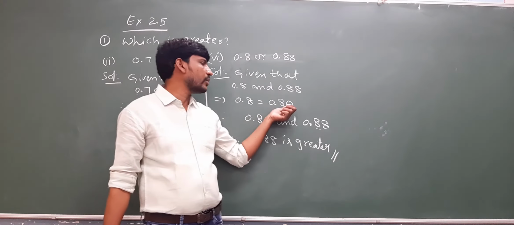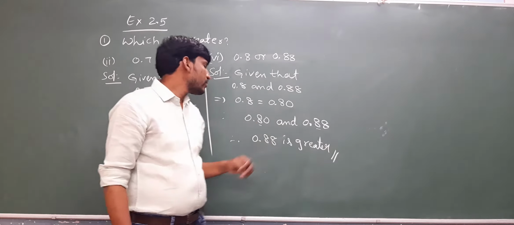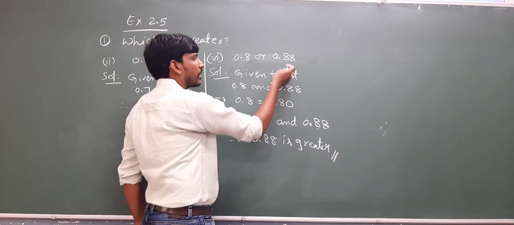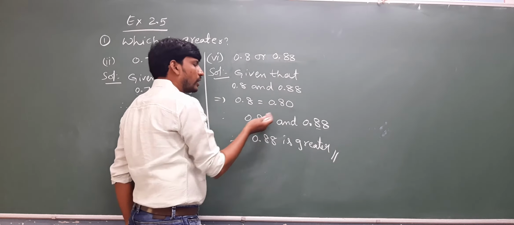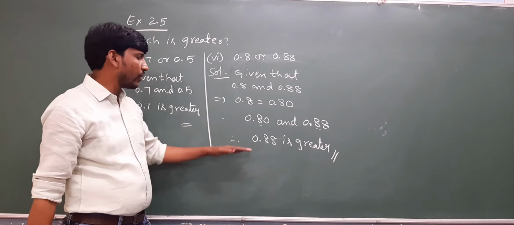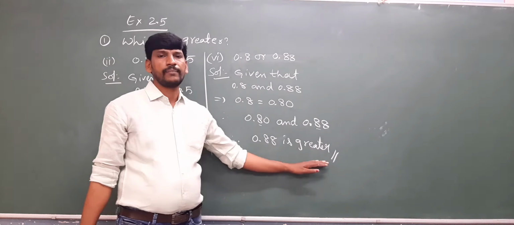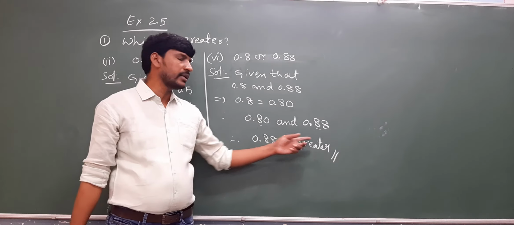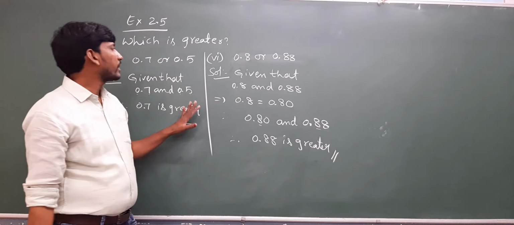That's why we are going to keep 0 here. Clear, my dears? So here after decimal 2 places, here also after decimal 2 places. Now both are like decimals, so therefore we can compare easily. Clear? So 0.88 is greater. I hope you understood this concept.